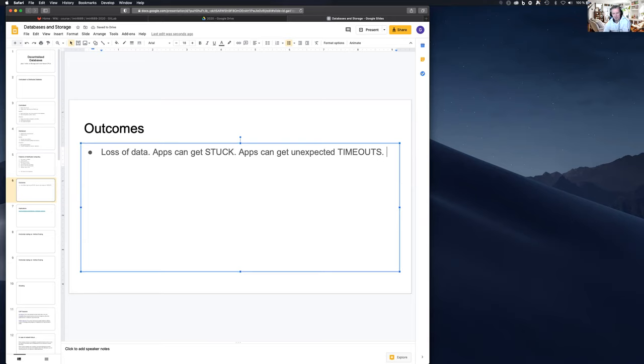Which were not forecasted. What else can happen?